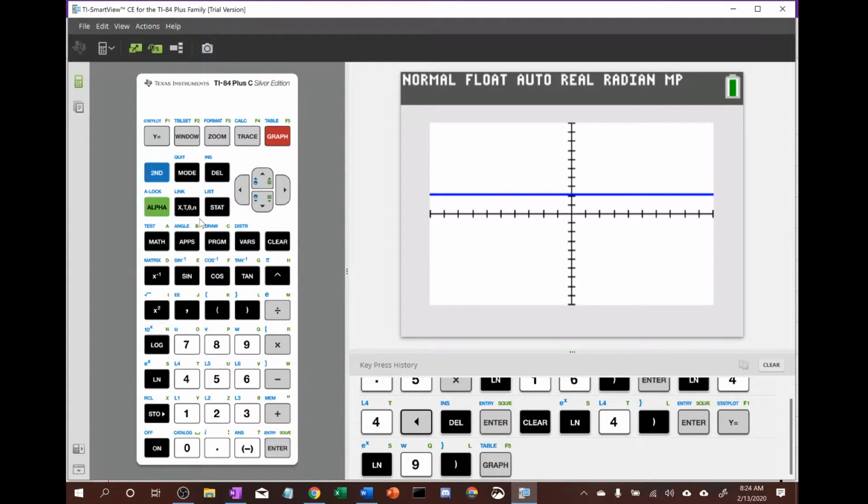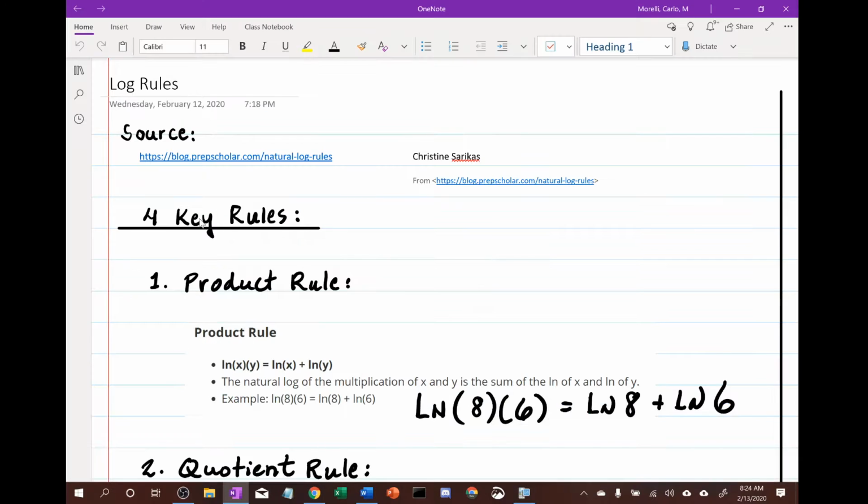So there are some rules, and this is where we're going to start taking notes. So we need a new page, and this page needs to be titled Log Rules.